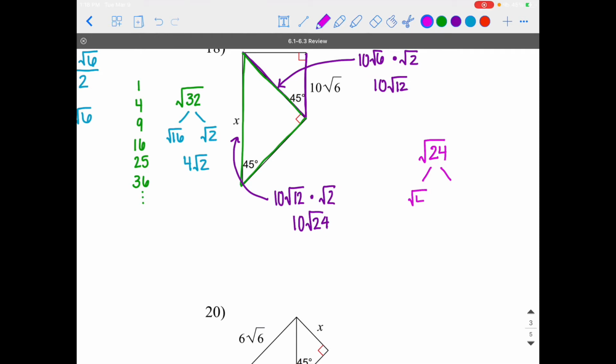So we can divide it by 4, and that leaves us with 6. 4 times 6 is 24. And we know the square root of 4 is 2. So 2 square root of 6. So this becomes 10 times 2 square root of 6, which is 20 square root of 6.